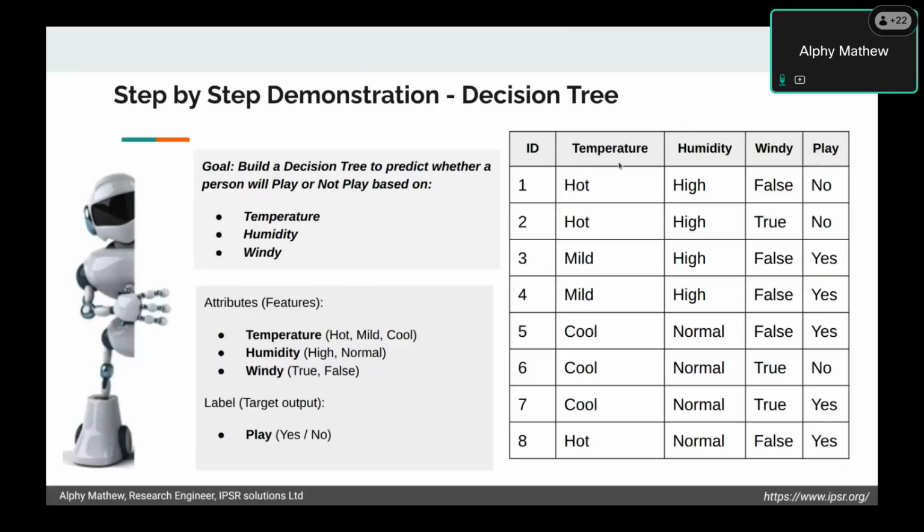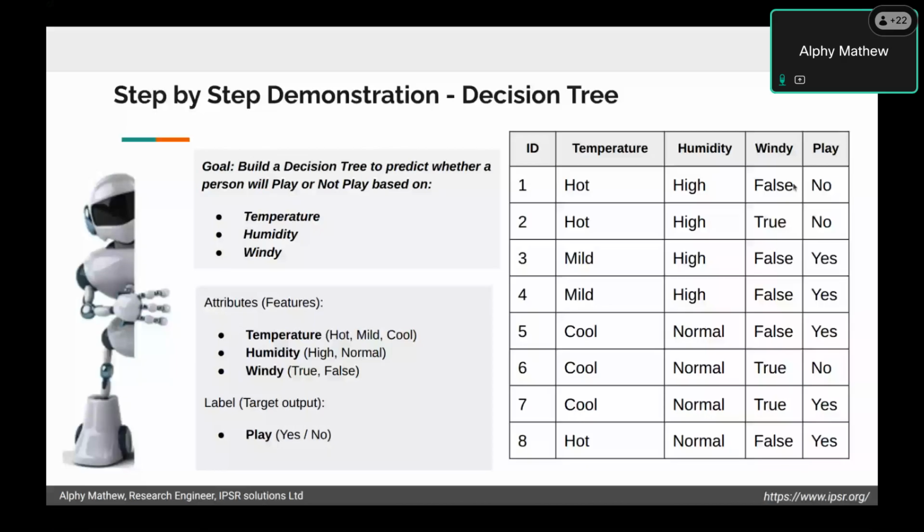Temperature has three distinct values: hot, mild, and cool. Humidity has two distinct values, high and normal. Windy also has two values, false and true. And play has two labels, yes and no. Our problem is, according to these attributes, whether the child will go outside to play or not. We need to predict yes or no for play. That is our classification problem.